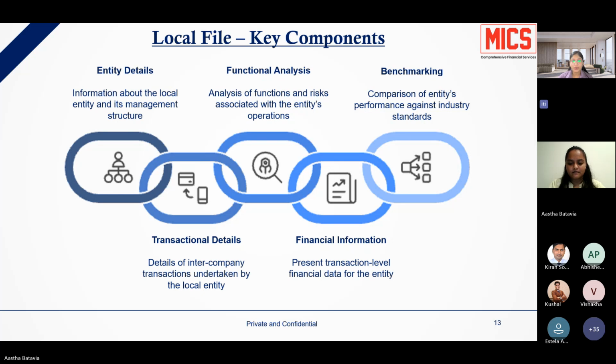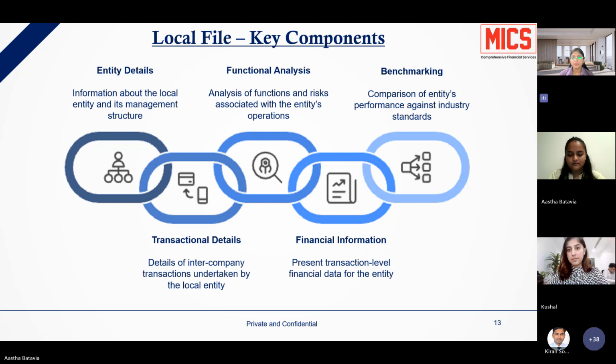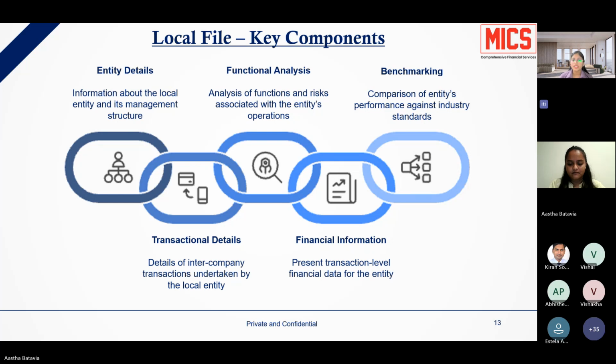Then we need to provide financial information, that is, you need to show the data at the transaction level, how the amount was charged, how much was paid, where it appears in the accounts. Again, the most important component of the local file is benchmarking. Benchmarking is where we are justifying the pricing of the related party transaction by comparing it to what unrelated parties would charge.